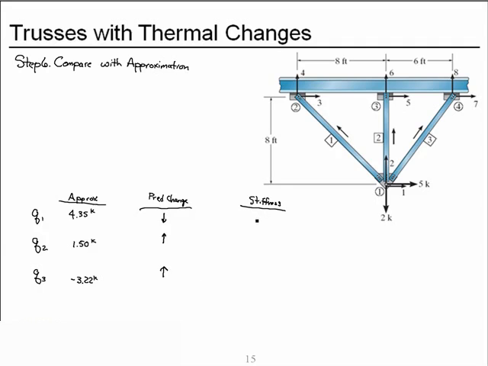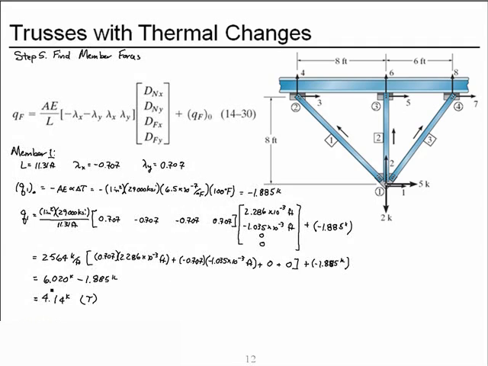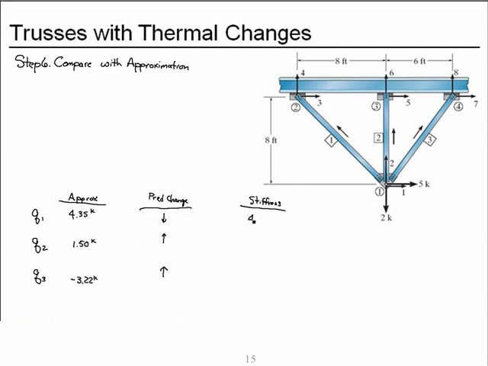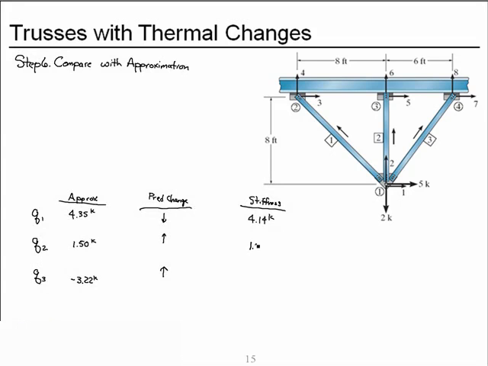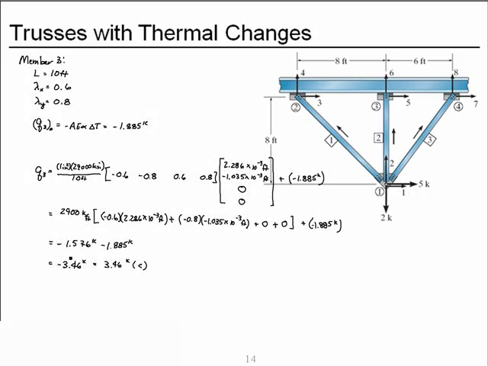And then our stiffness method results. For member 1, we obtained 4.14 kips. That was positive, in tension. For member 2, we obtained a positive 1.87 kips, also in tension. And for member 3, we obtained a negative 3.46 kips, that is compression.